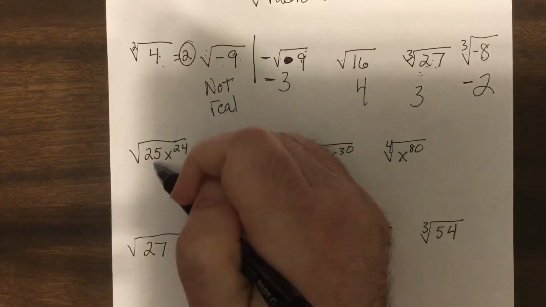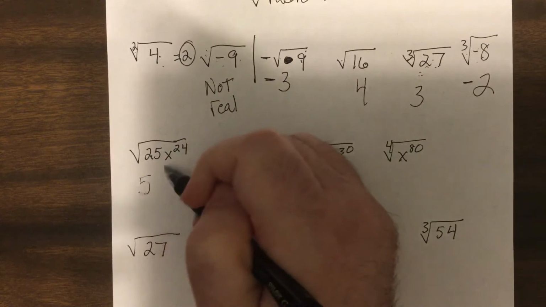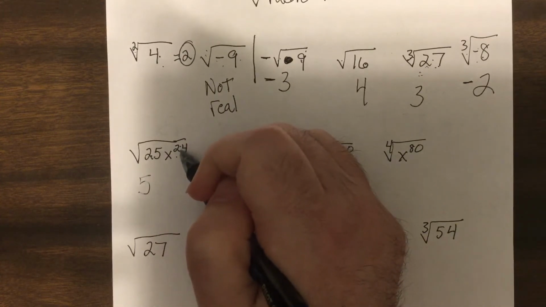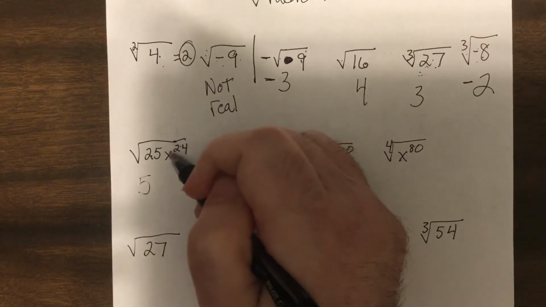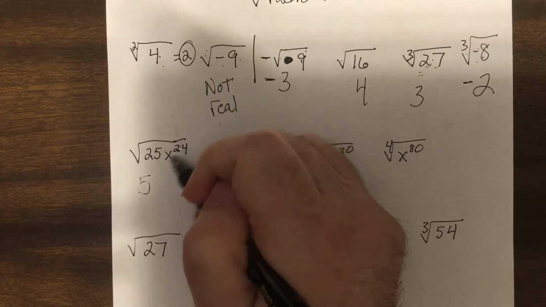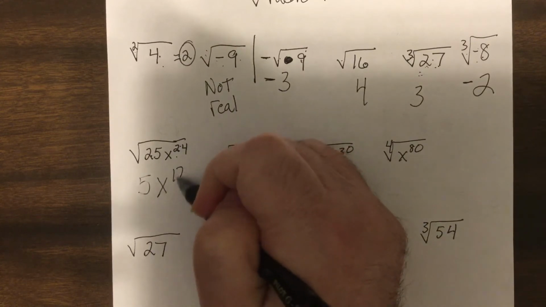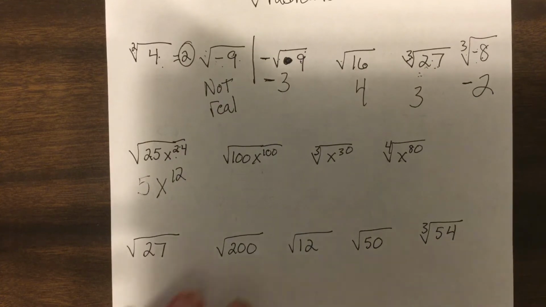Then this one, what do you square to get 25? That's 5. What do you square to get x to the 24? Well, remember, when you square, that means raise something to the second power. When you raise a power to a power, you multiply. So what times 2 is 24? Well, that is 12, and my pen is dying. I need new pens.